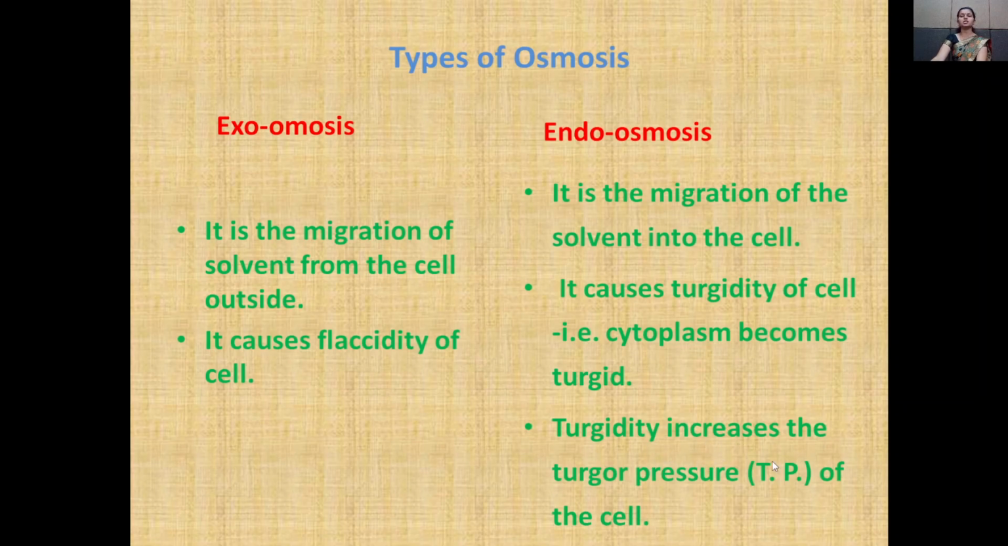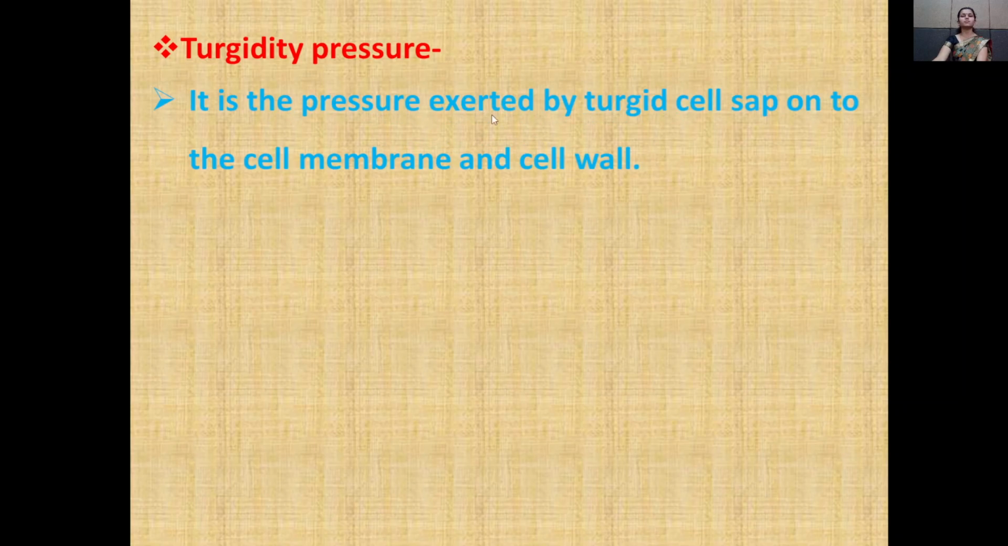Turgidity increases the turgor pressure, that is TP, of the cell. Go to the next slide. Turgor pressure is the pressure exerted by turgid cell sap onto the cell membrane and cell wall. In a fully turgid cell, DPD is always 0.